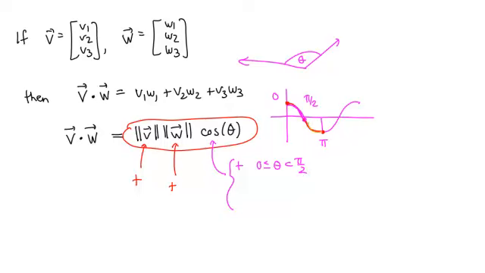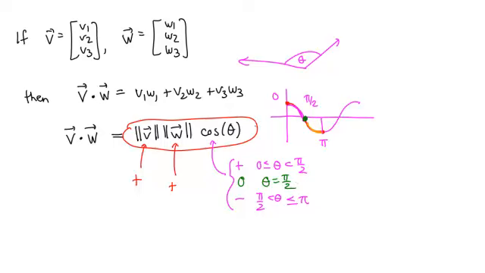The graph is negative down here, so we're going to know that the cosine of theta is negative if theta is larger than pi over 2, but smaller than or equal to pi. And the graph crosses the x-axis right here at theta equals pi over 2, so the cosine will be 0 if theta is pi over 2.